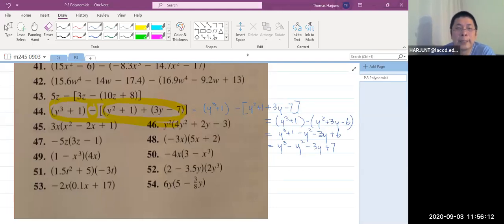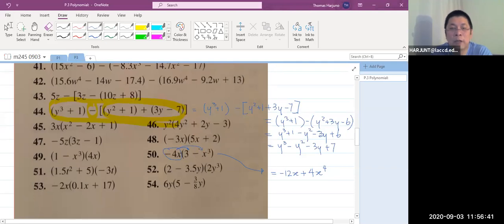Now, next, I think number 50 is quite easy, right? We basically do distribution. Okay, number 50, the first term is, we distribute that negative 4x, right? So we will get negative 12x plus 4x to the fourth. So I distribute this negative 4x to 3 and also to negative x cubed. Okay. Now, can you try number 54?